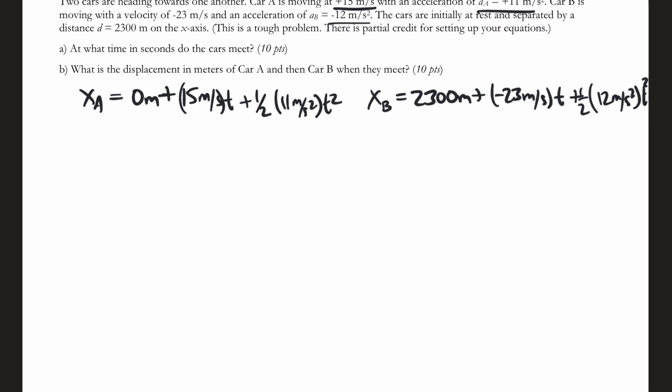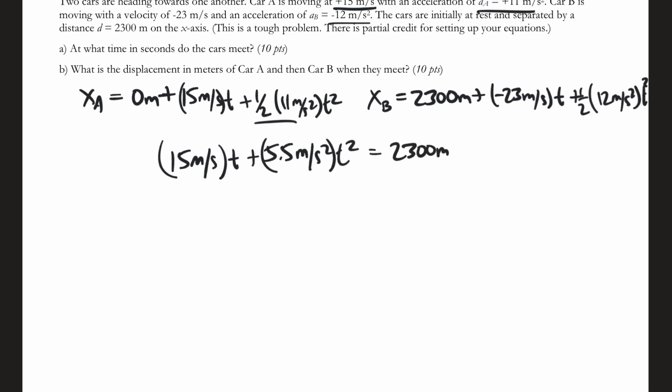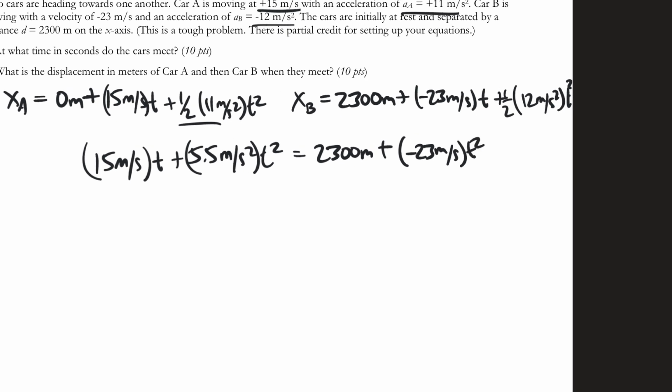Just like the last one, I apologize, I'm not doing all the little intermediate steps. So again, we're looking for the time when XA equals XB, so we'll go ahead and set them equal to each other. So 15 meters per second times t plus, I'll do the little bit of math here, 5.5 meters per second squared times t squared equals 2300 meters. Do I want to do minus? I like to put my negatives in there because it helps me when I'm doing the quadratic formula. Is that a -12? Oh yeah, that is a -12, so I forgot my minus right here, and I put a squared right here. Okay, t plus -6 meters per second squared times t squared.